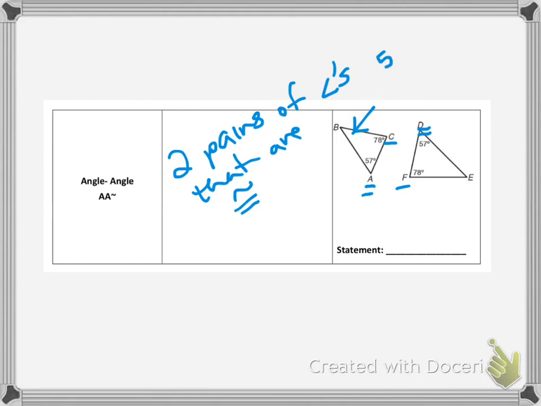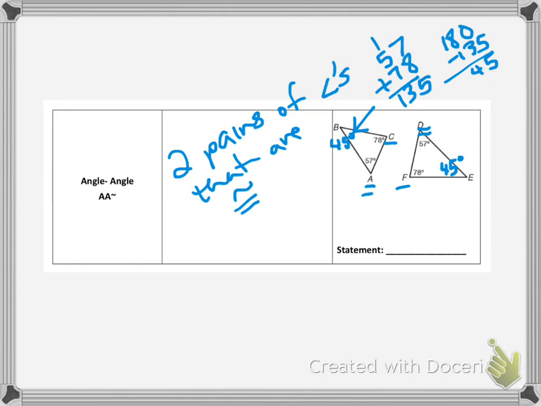So if I have 57 and 78, add those up, I get 15, carry the 1, that's 135. 180 minus 135 is equal to 45. So this angle right here, angle B, is 45 degrees. And so is this one. So if any two angles are the same, all three angles have to be the same. And that, by definition, means they're exactly the same shape. So the sides are going to be in proportion.